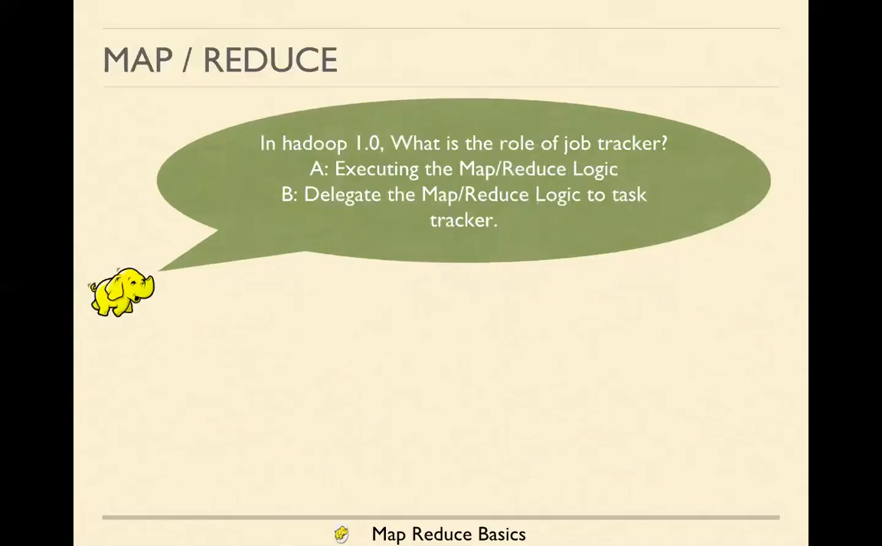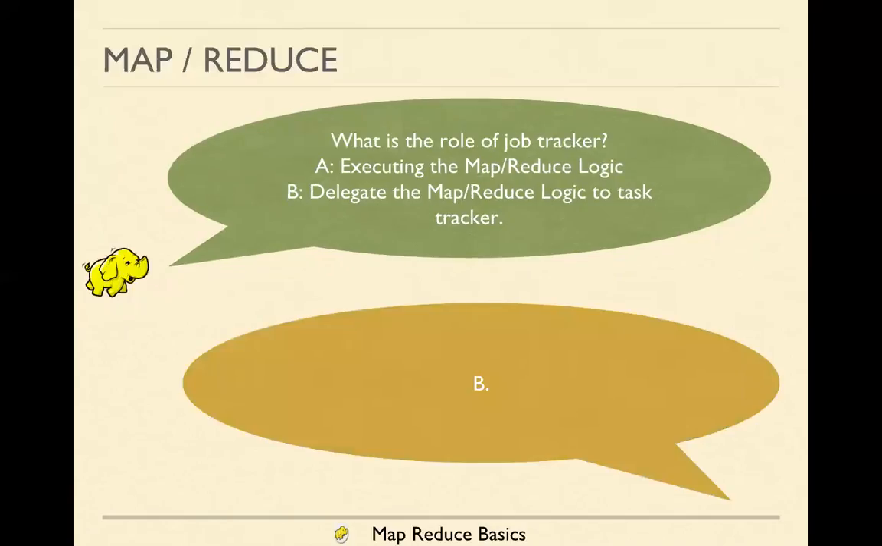Now, in Hadoop 1.0, what was the role of the job tracker? A or B? A question from Mohit is, but there might not be any reducers. Yes, that's correct. In the case when you don't choose to specify the number of reducers, the default value is 1. So the job tracker's role is correct. The answer is B.